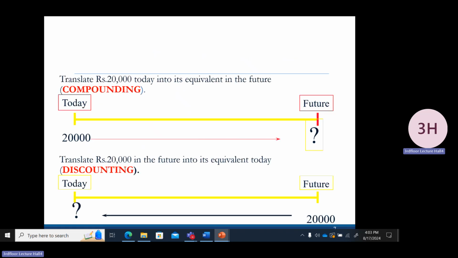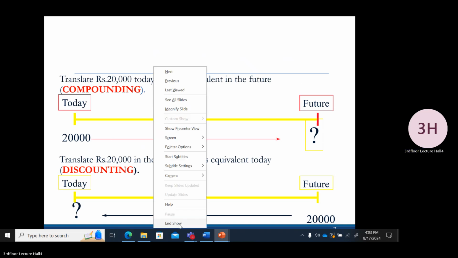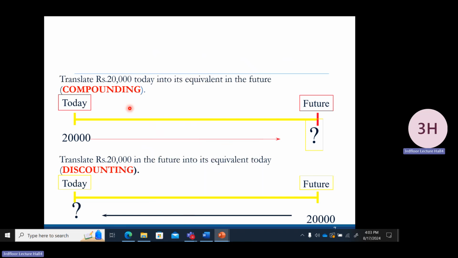So let's look at the timeline, because in order to do the calculation, you should know this timeline. Now here you can see, I told you we have to deal with two processes. One is compounding. The other one is discounting. What is compounding? Compounding means you are going forward in the timeline. So that is the process of compounding.